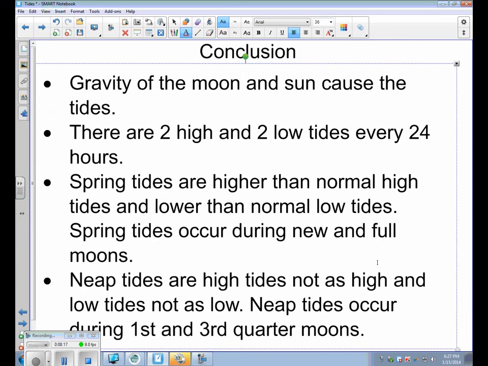So in conclusion, through this video, we know that the gravity of the moon and sun cause the tides. Most of the time you might have just heard the moon, but we've seen both do play a part in the tides. There are 2 high tides and 2 low tides every 24 hours. Spring tides are higher than normal high tides and lower than normal low tides. Spring tides occur during new and full moons. Neap tides are high tides not as high, and low tides not as low. Neap tides occur during first and third quarter moons.